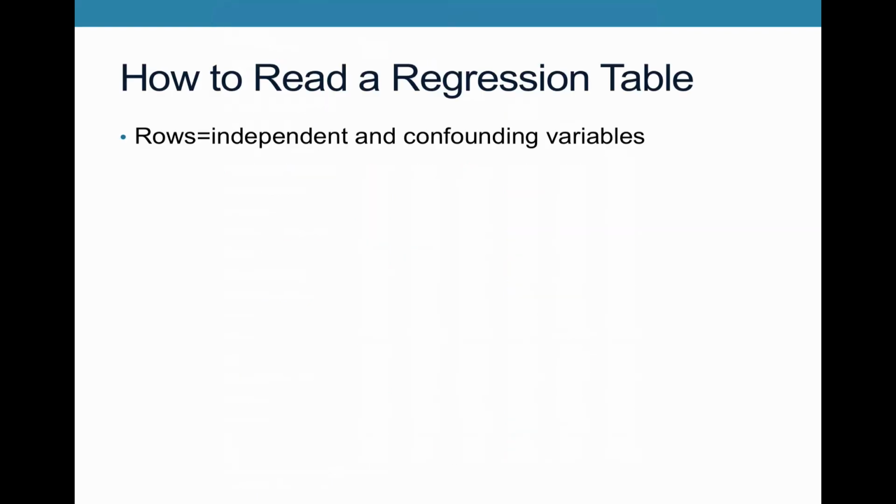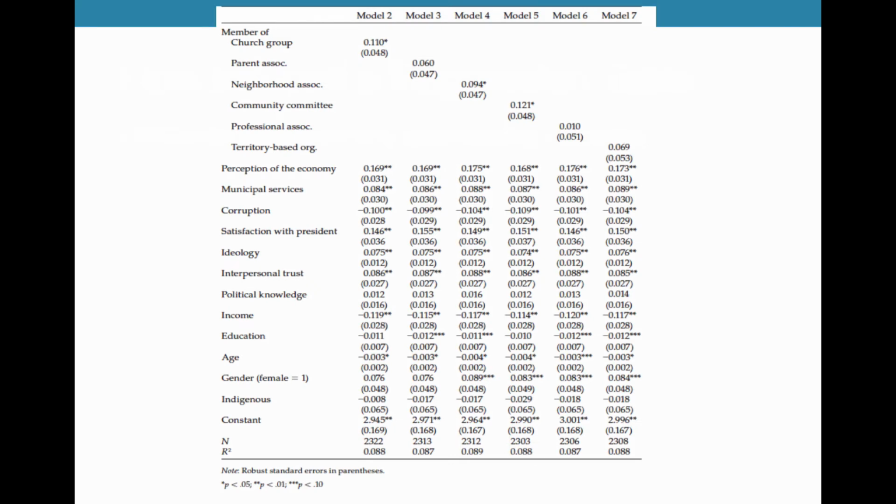So first, I'm deciding how to read a regression table. Let's look at breaking down by rows and columns. So here, rows, well, these reflect the independent and the confounding variables. Okay, so going back to this daunting regression table, we look here, being a member of a church group.